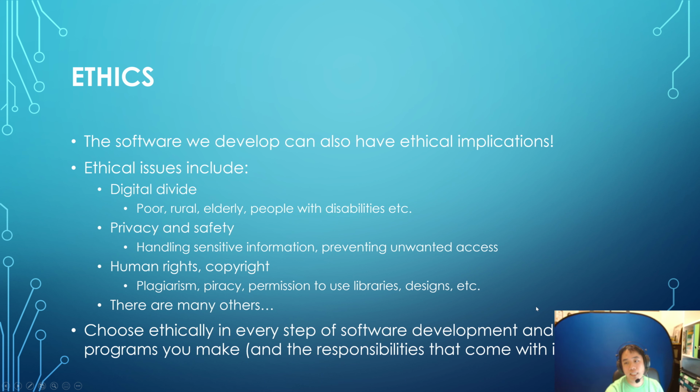The gist of the ethics part of the tutorial is to just choose ethically, make the right decisions in every step of software development, and own the programs you make, along with the responsibilities that come with it. So don't just make a program and not care about how people think about their privacy, for example. Make sure you consider that in every step that requires sensitive information. Like, how can we prevent the misuse of this stuff as much as possible? So own the responsibilities that come with the things you make.